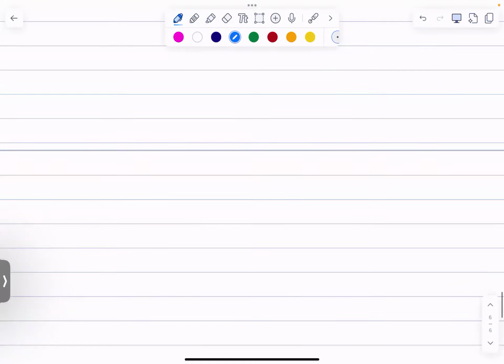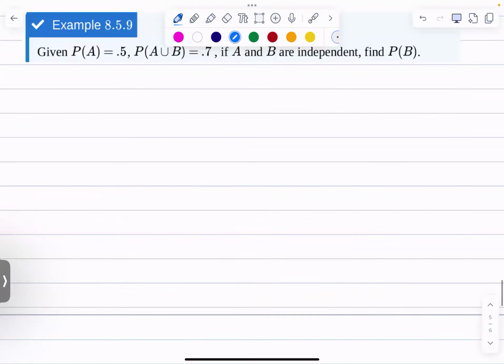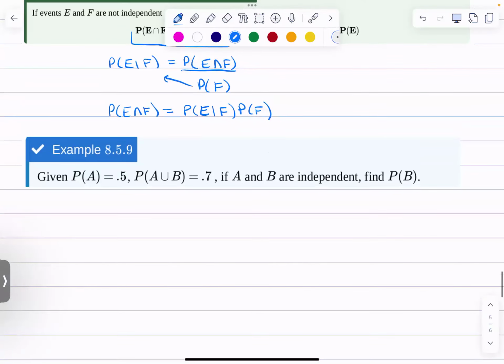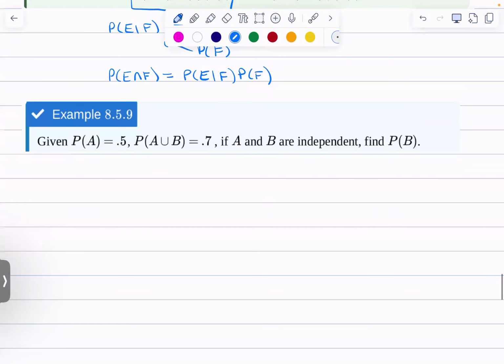Now, I am sad to say that this is our very last example, and then no more new material. Wow. I know, sad.